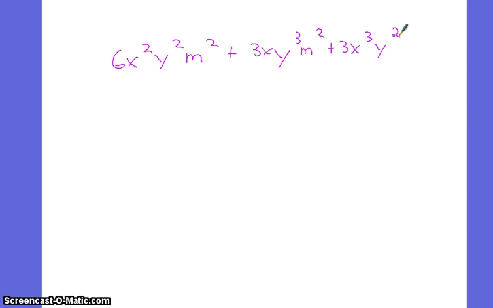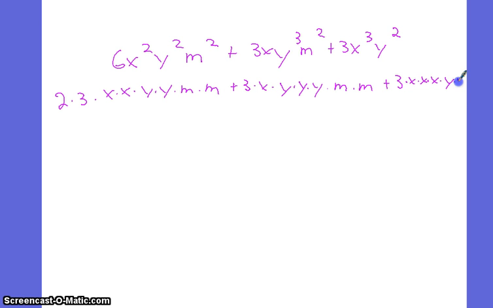So in the expression 6x squared y squared m squared plus 3x y to the third m squared plus 3x to the third y squared, what you're really talking about is 2 times 3 times x times x times y times y times m times m plus 3 times x times y times y times y times m times m plus 3 times x times x times x times y times y, breaking it all down.